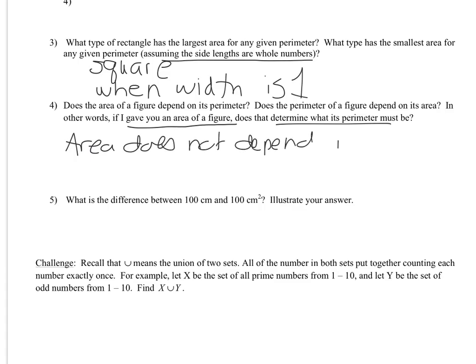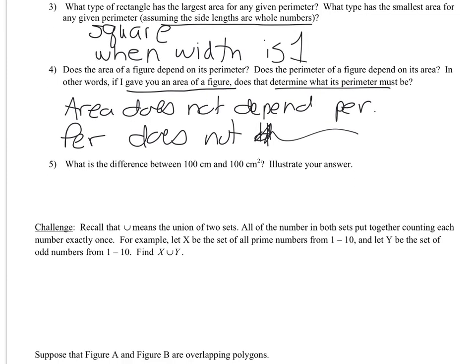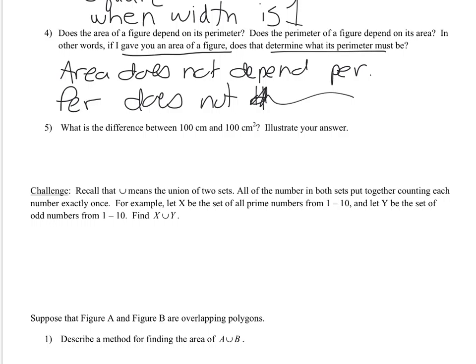on the perimeter, because when we were given that the area was 12, there were several different rectangles we could draw that had different perimeters. And likewise, the perimeter does not depend on the area. I'm not going to write it all. Because when we were given that the perimeter is going to be 16, we were able to make 4 different rectangles having different areas.